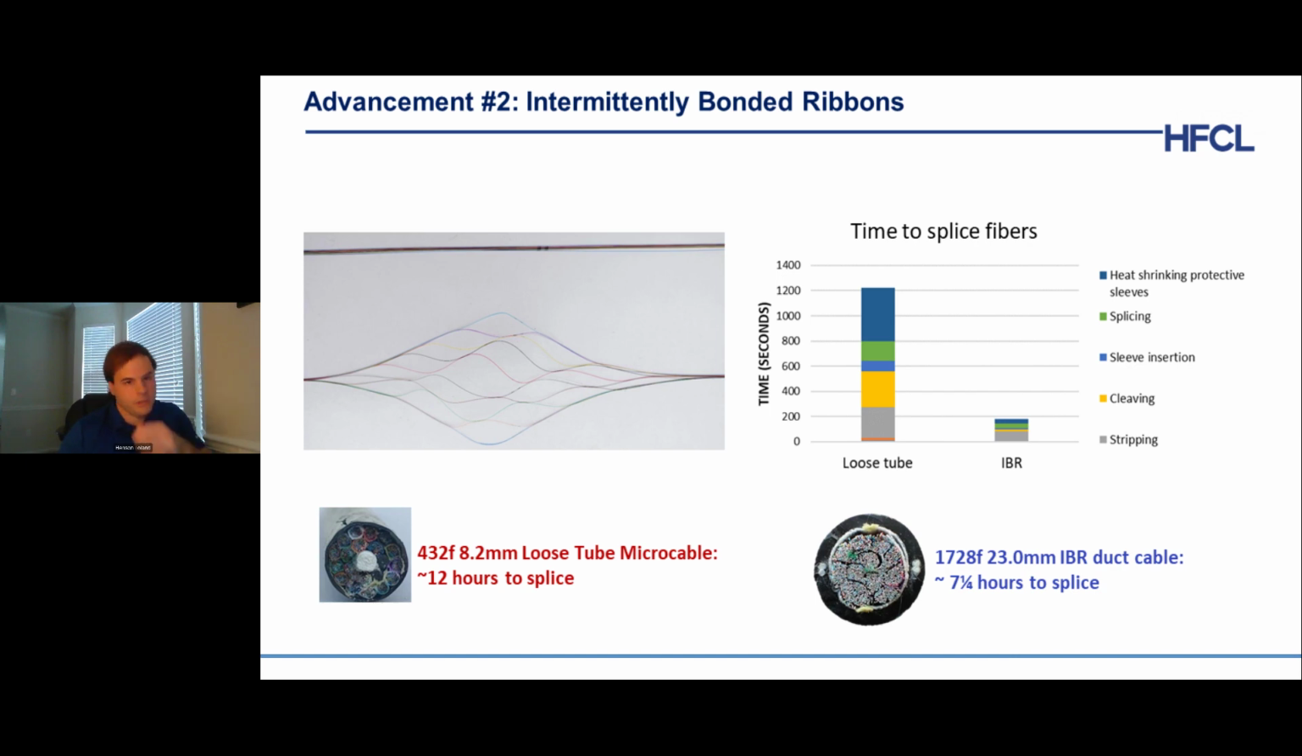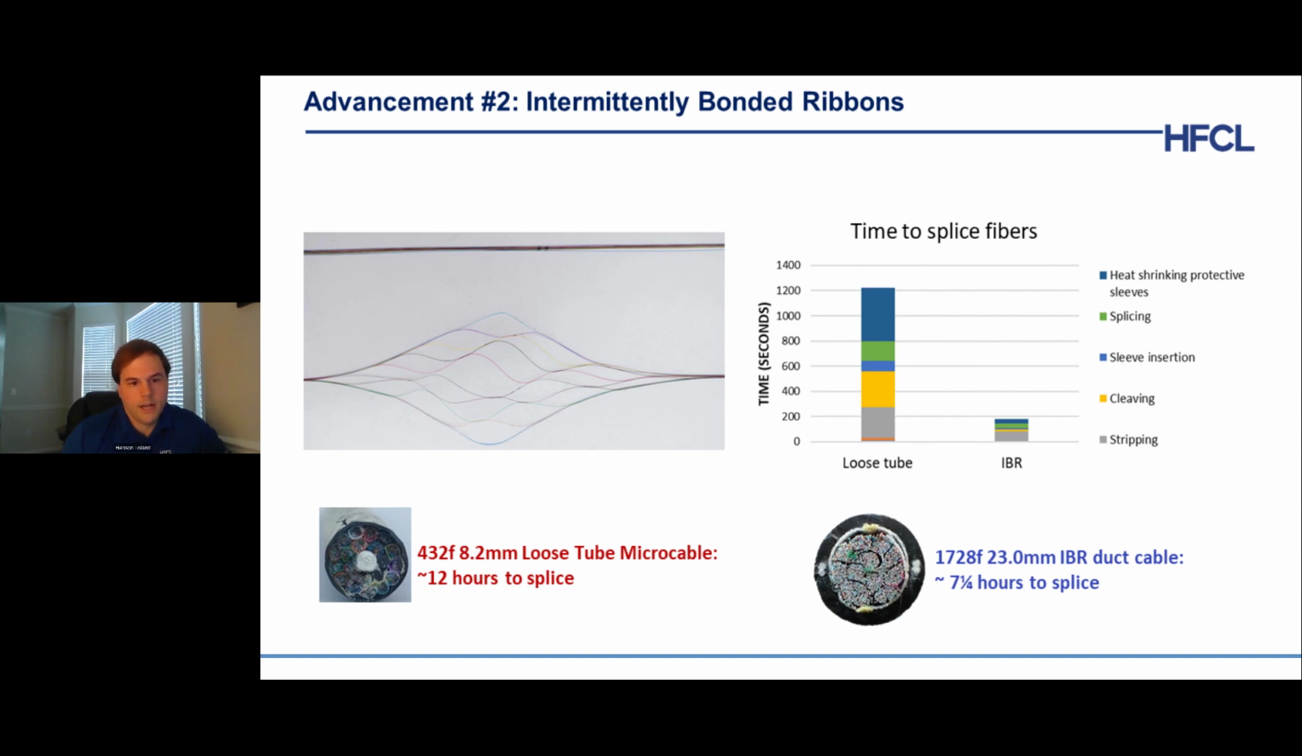Number 2, intermittently bonded ribbon. Touched on this a little while ago. A lot of companies in the industry are going after this for microcable because of what it offers. And so intermittently bonded ribbon, like I said, we call it IBR. What it is, is just the intermittent connections you can see here on this slide between each of the fibers.